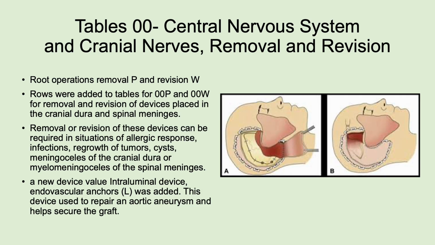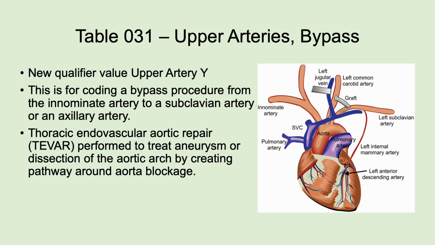Okay, so this is a new device value, intraluminal device, endovascular anchors, value L. So this anchors the device to secure the graft to repair an aortic aneurysm. So that's the nervous system.